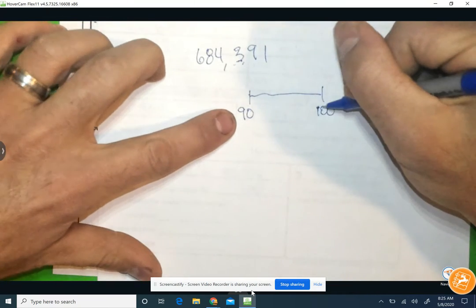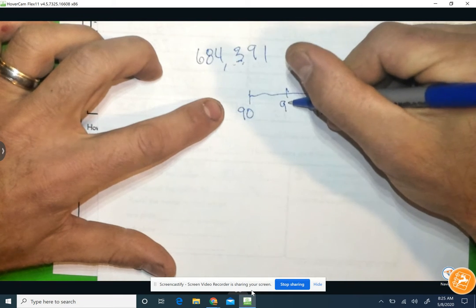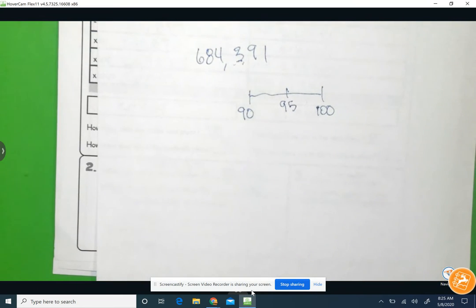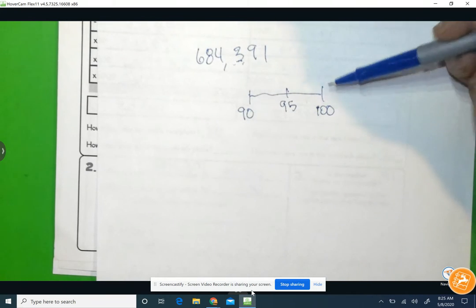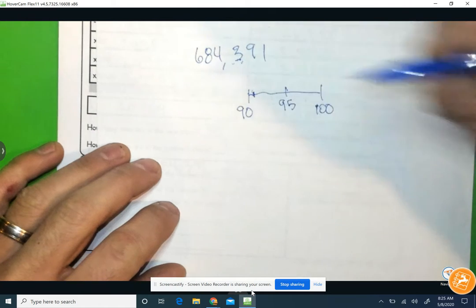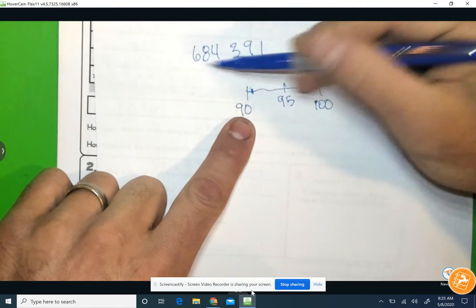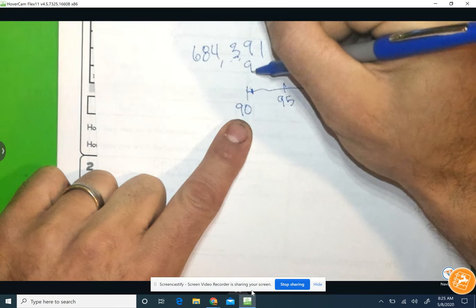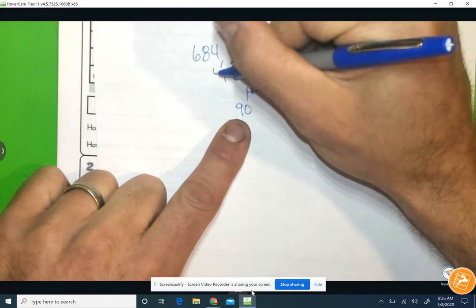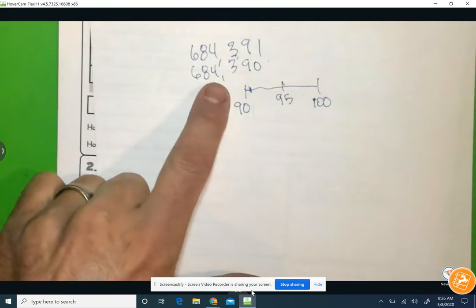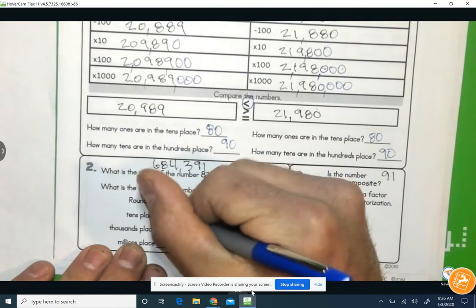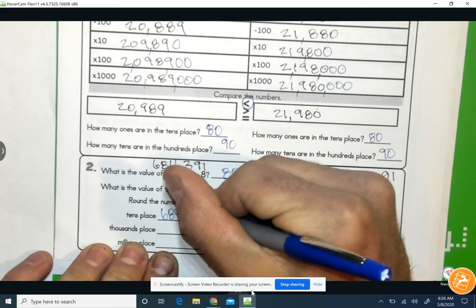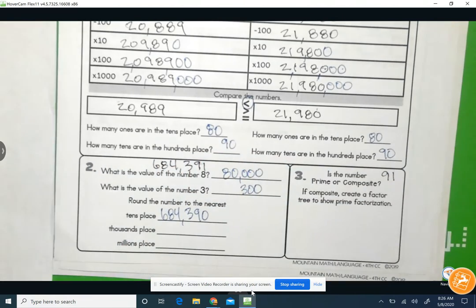So what's in the middle between 90 and 100? That's 95. We see that we have a 91. Is 91 over here between 90 and 95, or 95 and 100? It's over here between 90 and 95. That means that to the nearest 10, this becomes a 90 and everything else stays the same. 684,390.